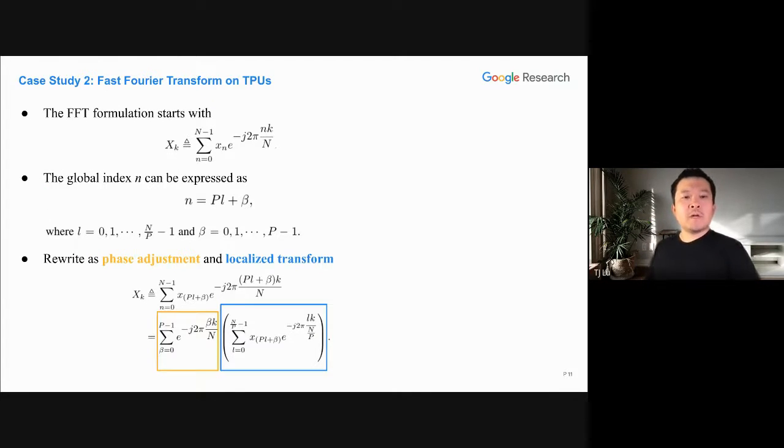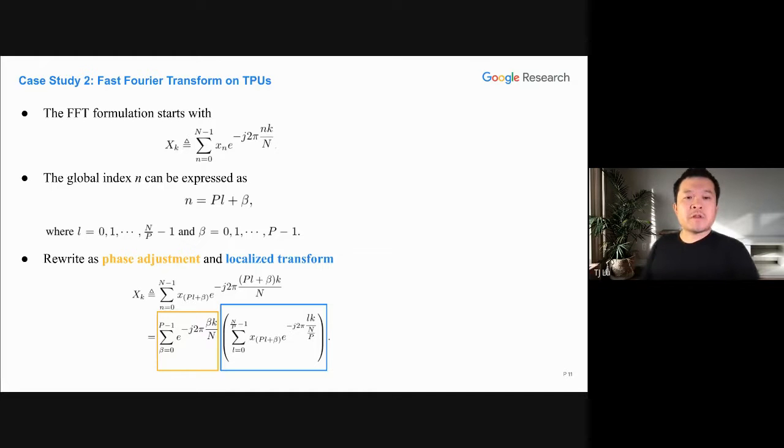The computational complexity of DFT is n squared for an n-point transform. But DFT handles non-uniform sampling without any modification to the implementation. People normally use FFT if the input is uniformly sampled. FFT is based on the Cooley-Tukey algorithm, which has the computational complexity of n log n for an n-point transform. Let's see how we can compute FFT in parallel on TPUs.